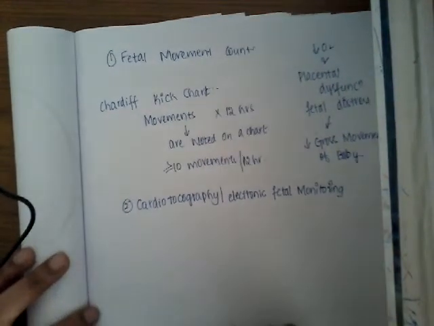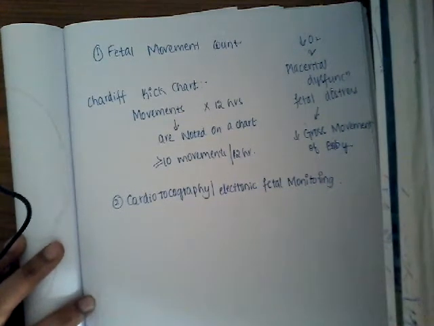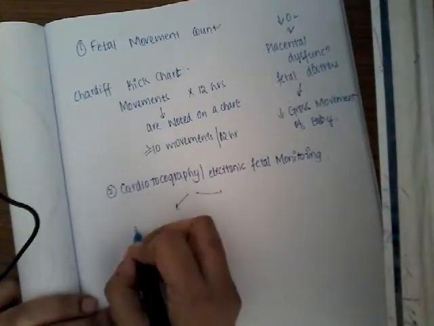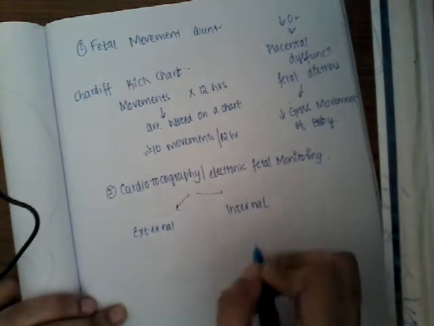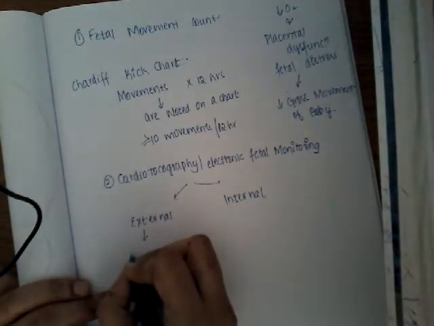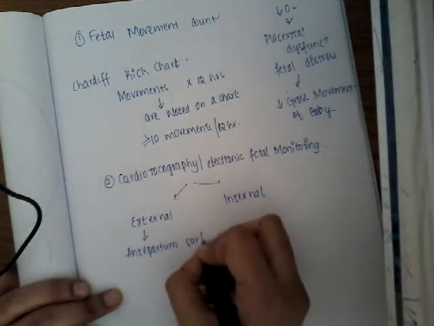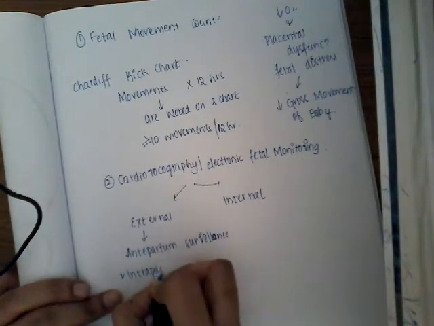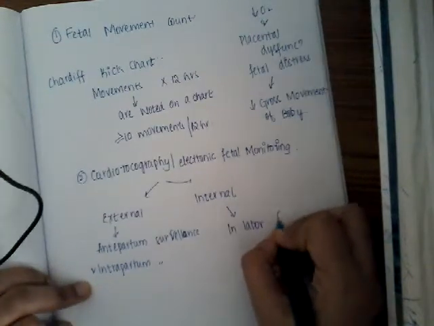In this cardiotocography, there are two transducers. Generally the cardiotocography is of two types. First, external cardiotocography or internal cardiotocography. This external cardiotocography is done for antepartum surveillance and also intrapartum, whereas internal cardiotocography is used in labor after the membranes are ruptured.